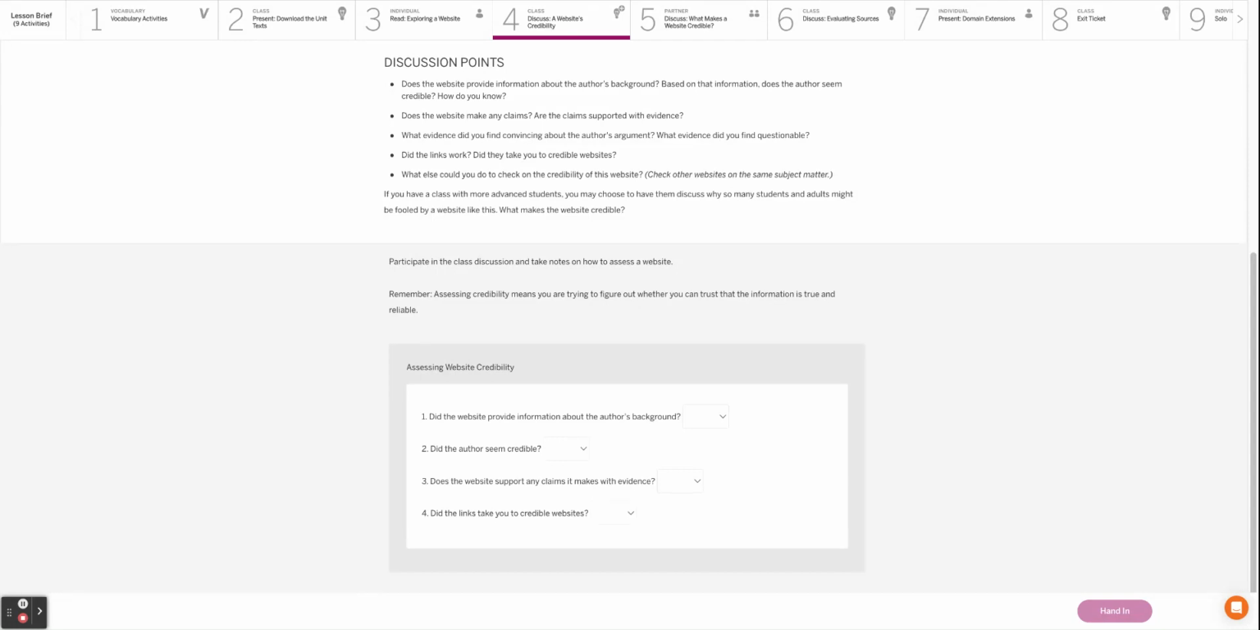If the author is convincing you of something, what evidence did you find convincing? And did you find any of their evidence questionable? Do all your links work? Do they take you to credible websites? So, is the research linked in the article? Does it actually go to a page, or is that page missing? And what else do you see that helps you understand the credibility of the website?